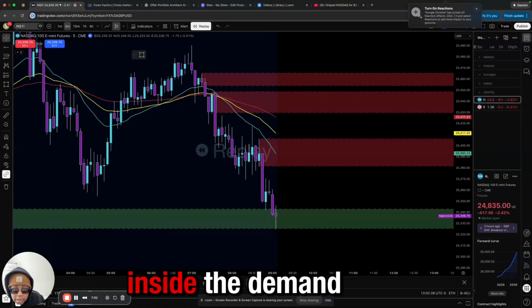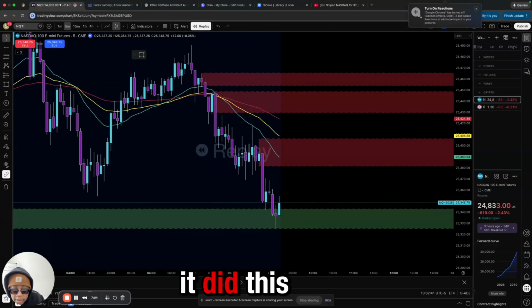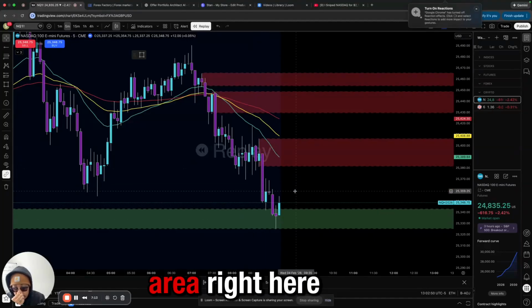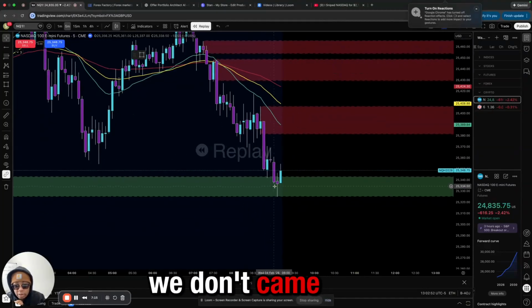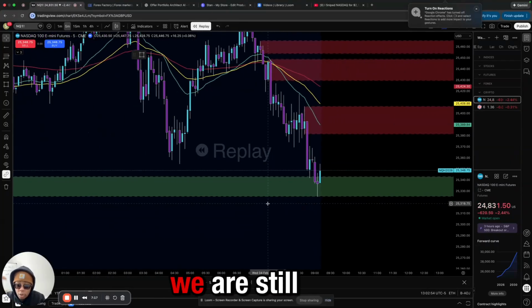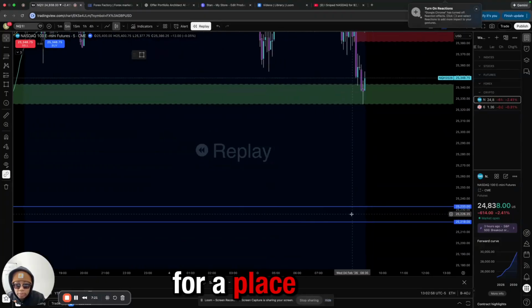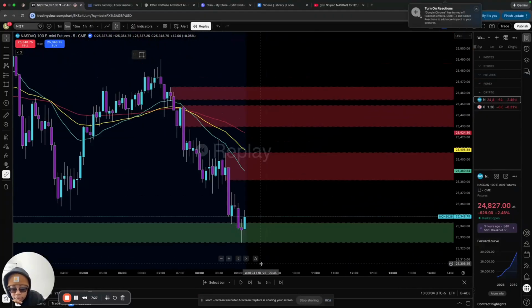Okay, we came inside the demand zone. It did this pre-market. All right, we cooked up in the demand zone pre-market, but we're not sweating because we got the supply area right here. Now we know we came to this demand zone area. We are still moving down. Now I'm looking at these areas for a place of interest. All right. So let's see.